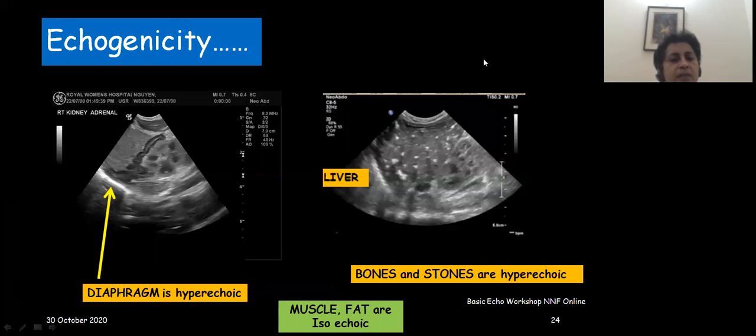Now look at this image on the left side. This is the abdominal ultrasound. This is the kidney and the adrenals, and here is the diaphragm. The diaphragm is seen as a hyperechoic structure.